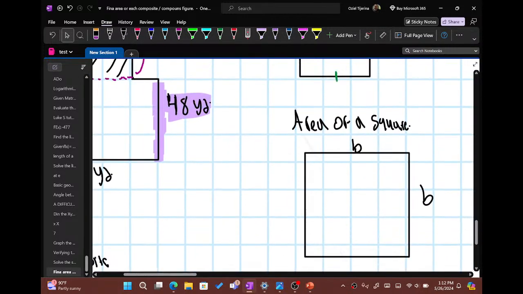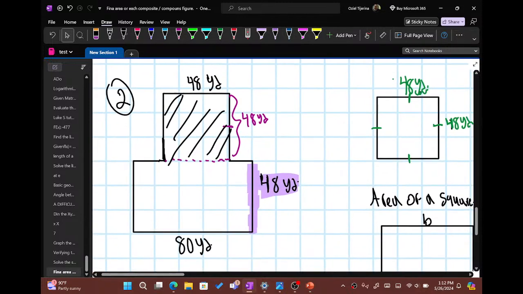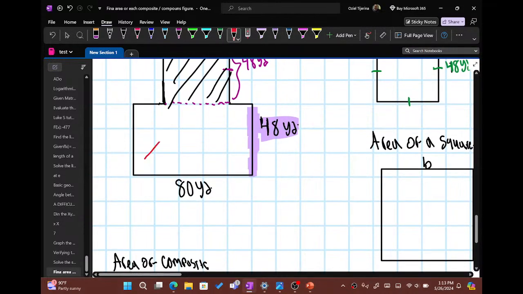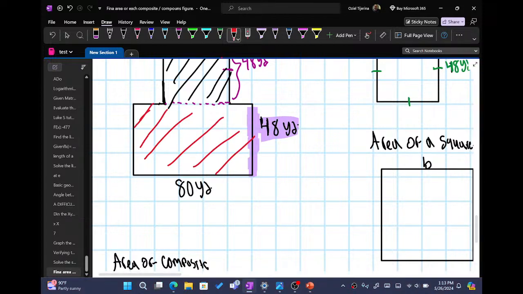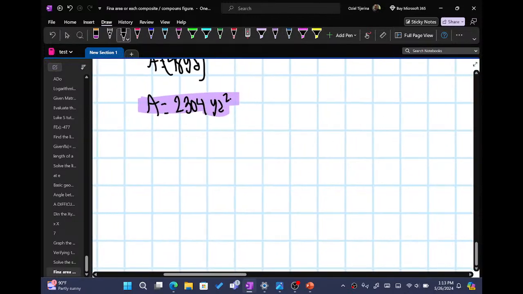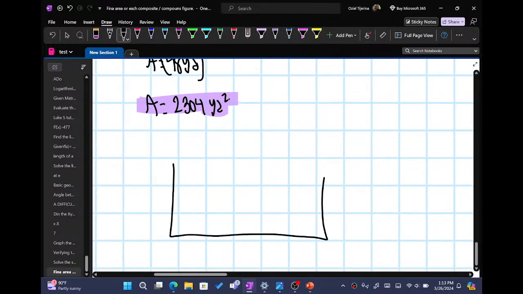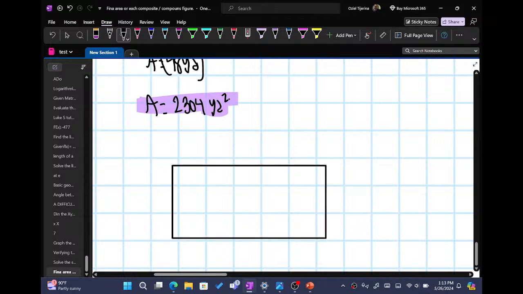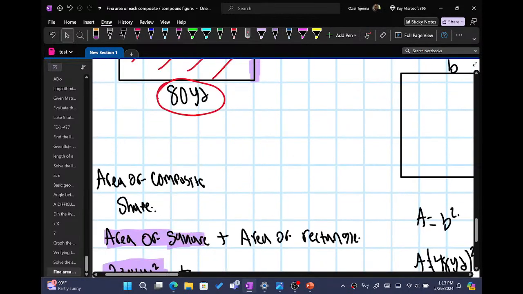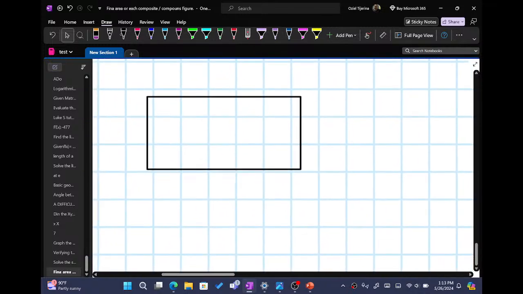Now the area of the rectangle, we can clearly see this one here. These are the side lengths, okay? So we can draw the rectangle itself. And again, it's not drawn to scale, but the bottom is 80. So we know the bottom is 80 yards.